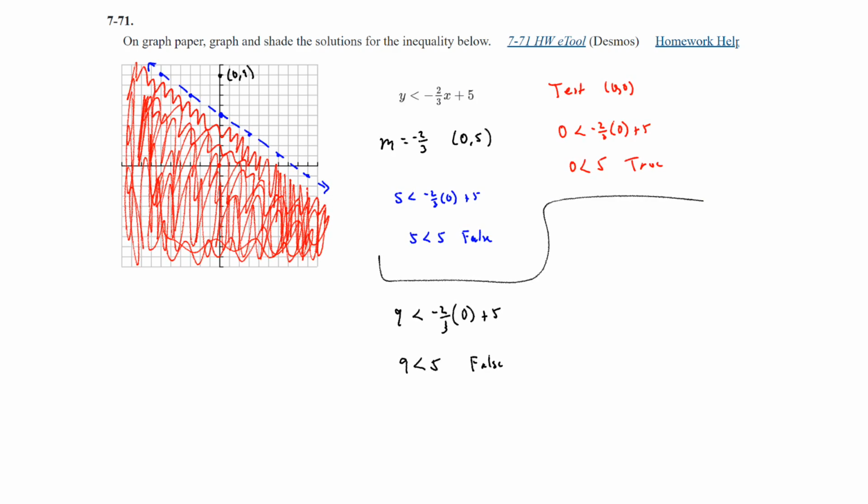So anywhere above the line is false, so we don't shade that. You're only going to shade on one side of the line. Only one side of the line would be true. So all the solutions are in the shading, but not on the boundary line, because those ordered pairs will not be solutions. Now, if I put a line underneath the inequality, then I would make the line solid, because then we would have 5 is less than or equal to 5, which would be a true statement. So a little bit longer on that one, but I just wanted to make sure you guys were clear as to what that looks like.